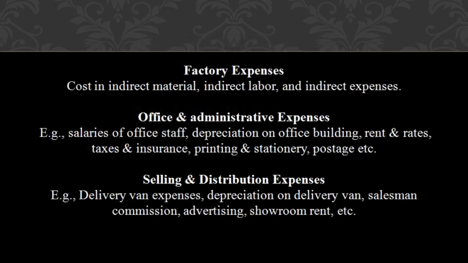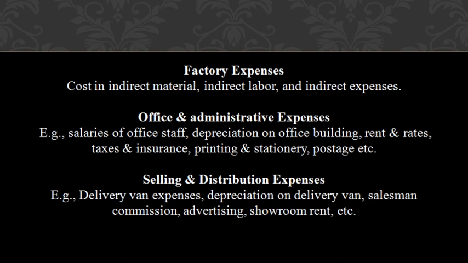Then we come down to the indirect expenditures. There are 3 indirect expenditures which we consider in the cost sheet: factory expenses, office and admin expenses, and selling and distribution expenses. The first one, factory: any indirect expenditure which is incurred in the factory premises, that is indirect material, indirect labor, and indirect expenses.